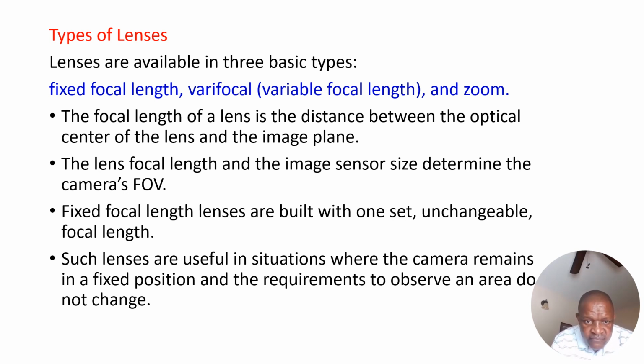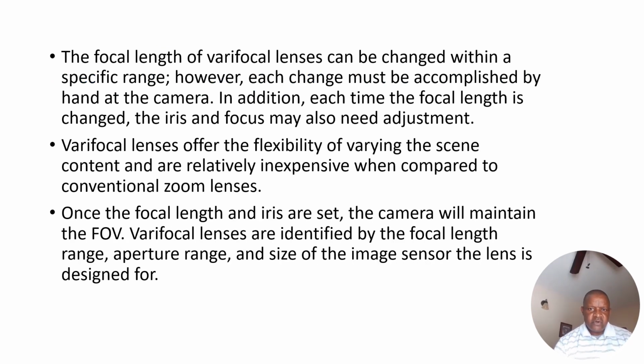Zoom lens. The focal length of a lens is the distance between the optical center of the lens and the image plane. The lens focal length and the image sensor size determine the camera's field of view. Fixed length lenses are built with one set, unchangeable focal length. Such lenses are usually used in situations where the camera remains in a fixed position and the requirements to observe an area do not change.